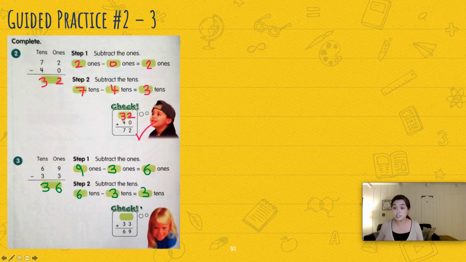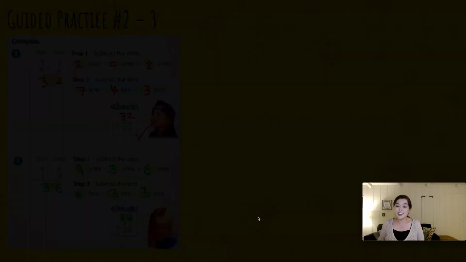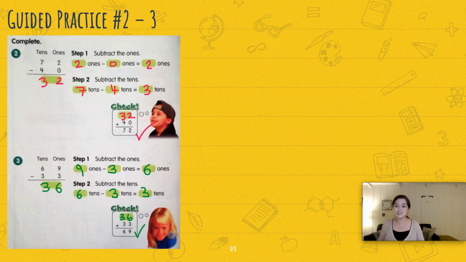Let's put it in the correct spot. Now I have to double check that my answer is right. What number should I put here and add it to 33 to make sure it equals 69? It's my answer over here to my subtraction sentence. So let's write it in there. Does 36 plus 33 equal 69? Well, let's add the ones. 6 ones and 3 ones make 9 ones. So far, so good. Let's add the tens. 3 tens plus 3 tens makes 6 tens. Hey, it works out. Hooray!